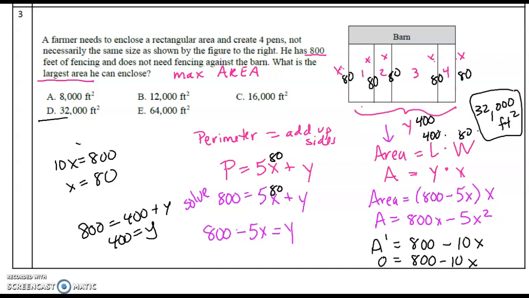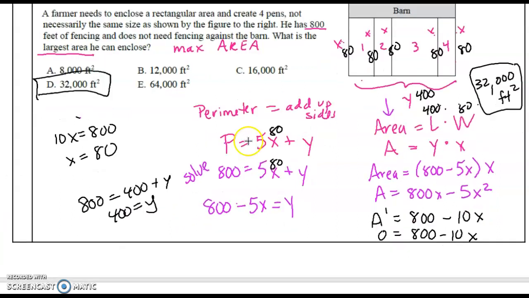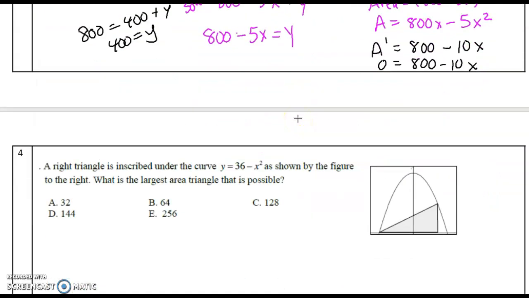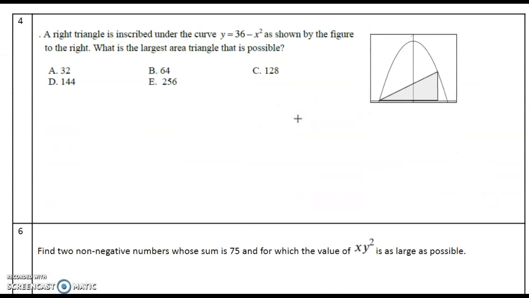So guess what? It's D. All right. This is a pretty typical problem, and it does take some time. Number 4, I've also seen this on released exams on the multiple choice.